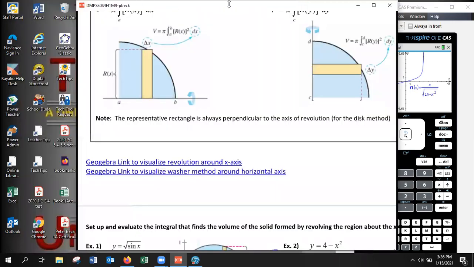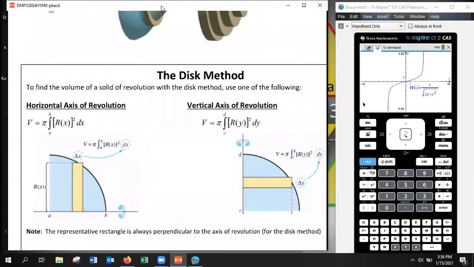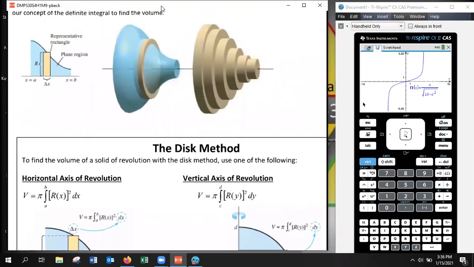A larger number, when we revolve it, creates a better volume. So that's what's represented, what we see right here. Now the thickness of each disk in this case is dx. You can see the representative rectangle that we had before. That's what's being revolved, and that is going to be my overall radius.